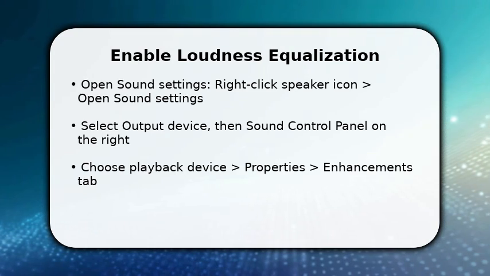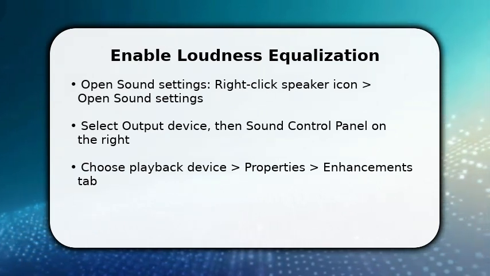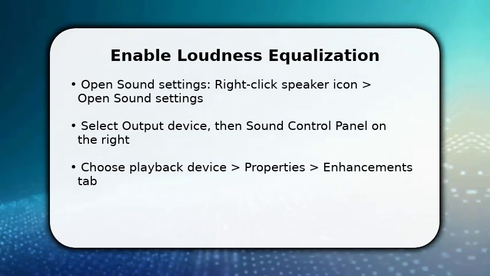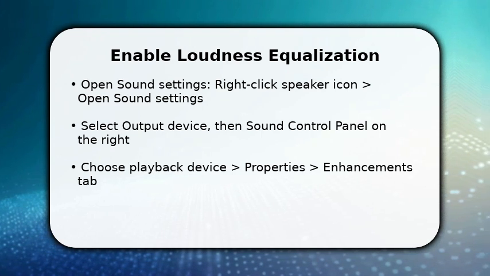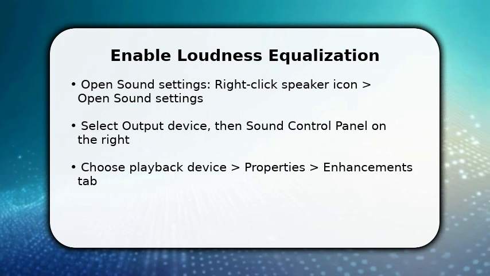You start by opening sound settings quickly. Right-click the speaker icon and choose Open Sound Settings. Once the settings window is open, select your output device and click Sound Control Panel on the right. From the Playback tab, pick the active device and press Properties.